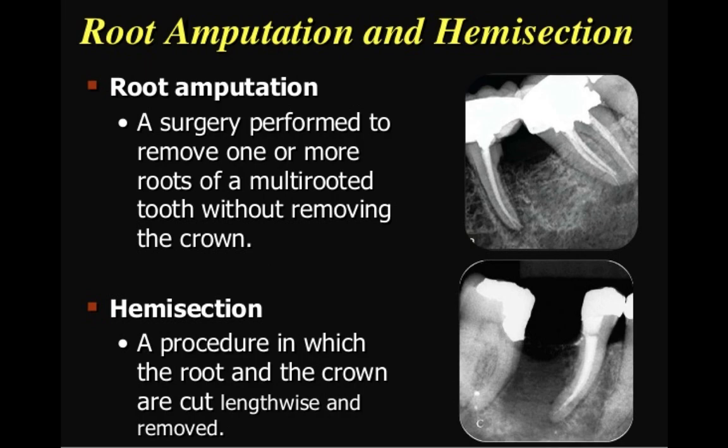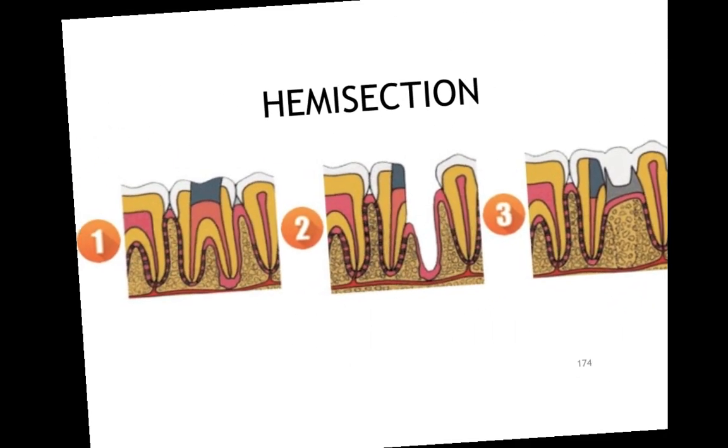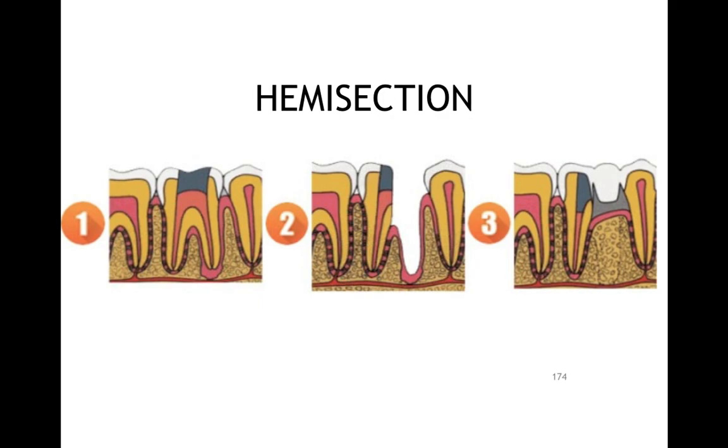We may insert an implant in that area. This is the amputation. This is hemisection. Again, after separating, pay attention here: the inflammation or granuloma is located on one root. That's why we need to keep the other root healthy, and we need to extract the root where the granuloma is located. After extraction, in this situation, a bridge is made here.